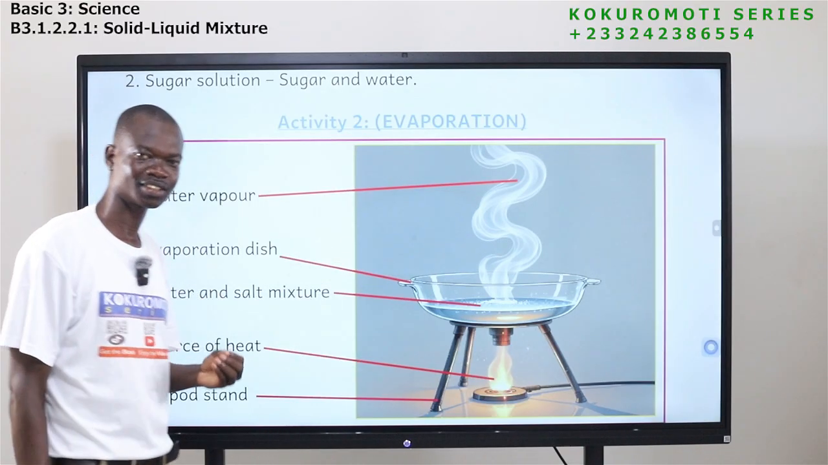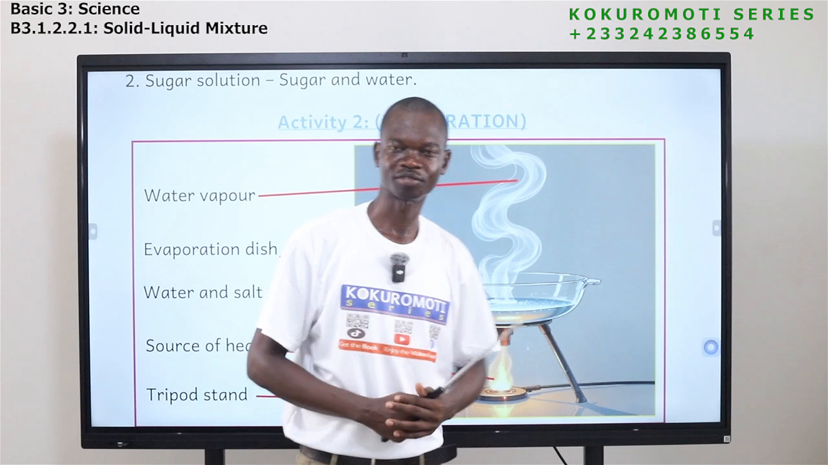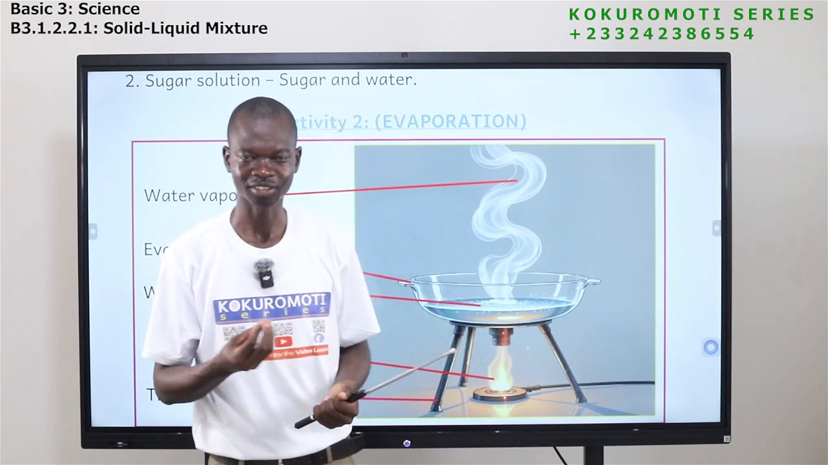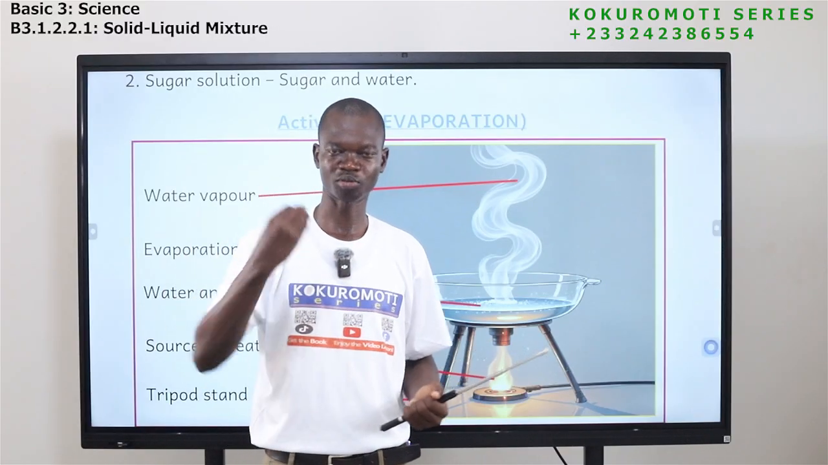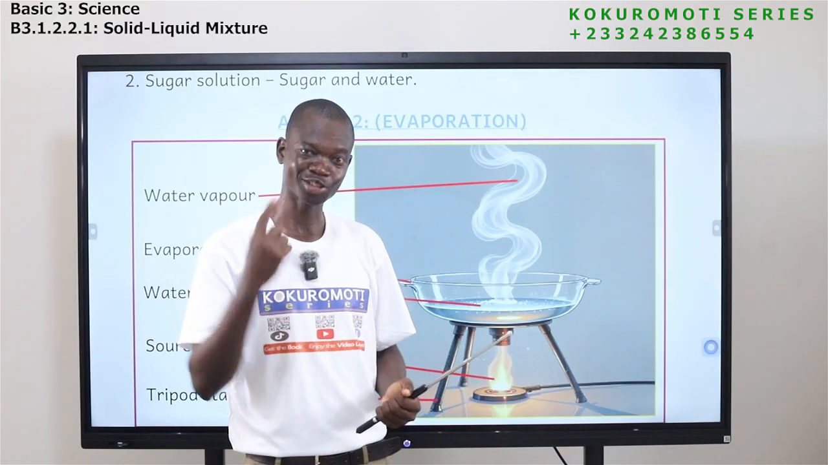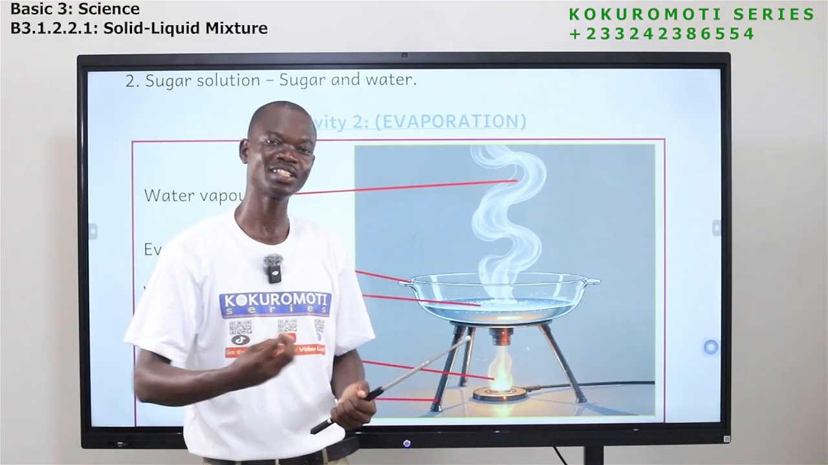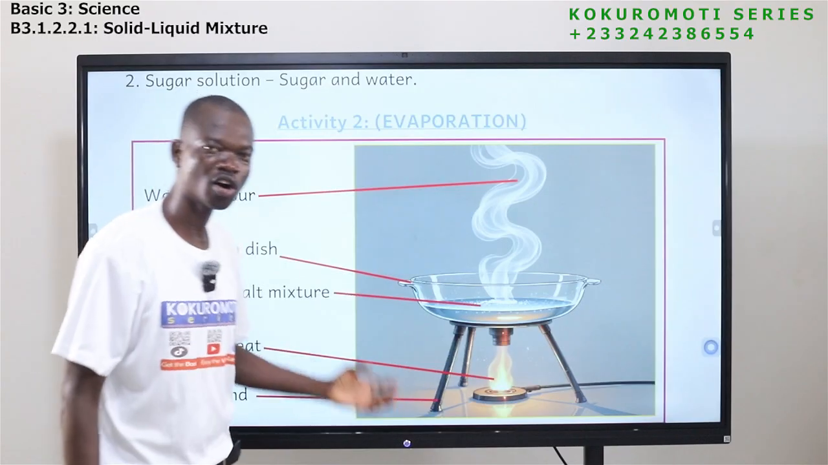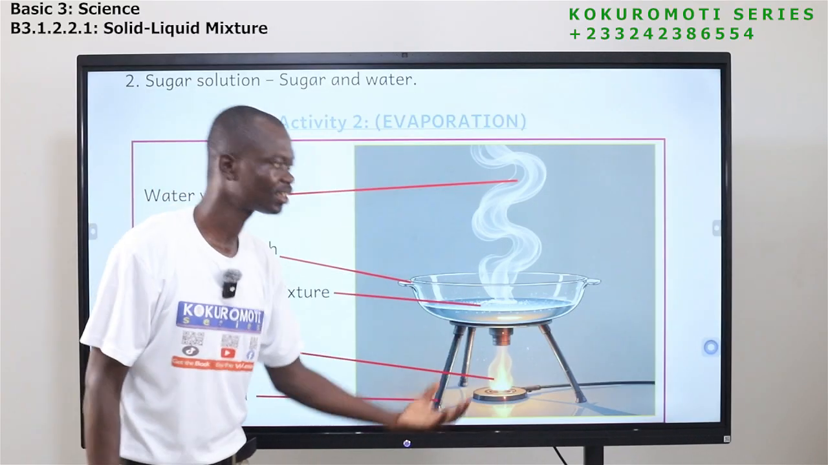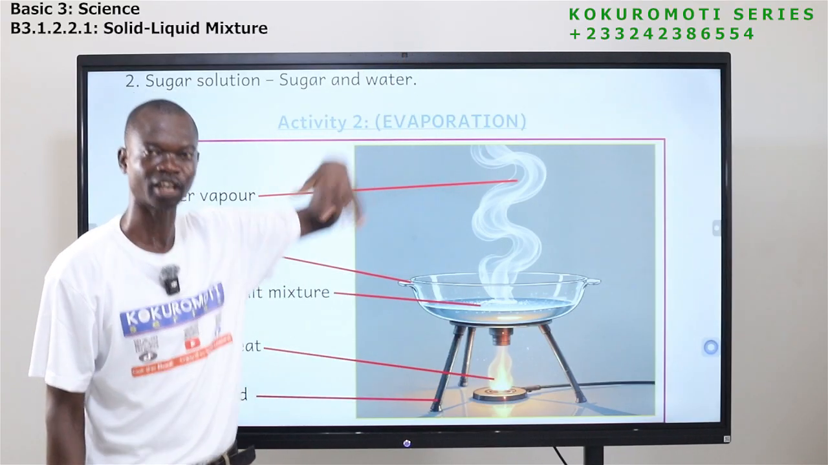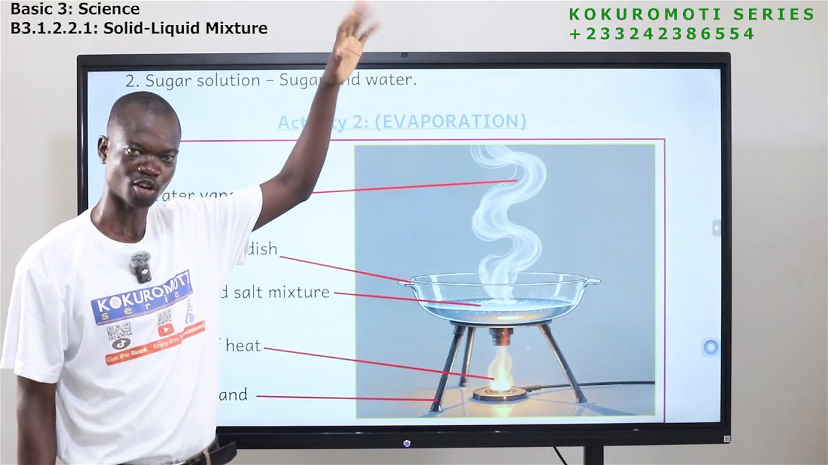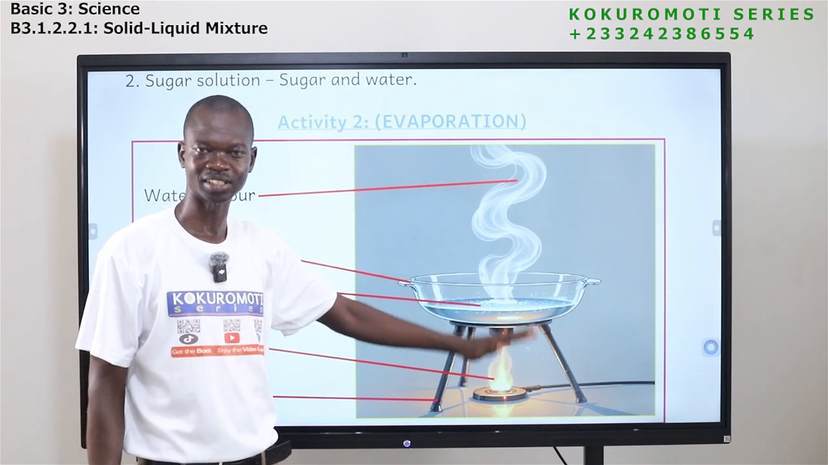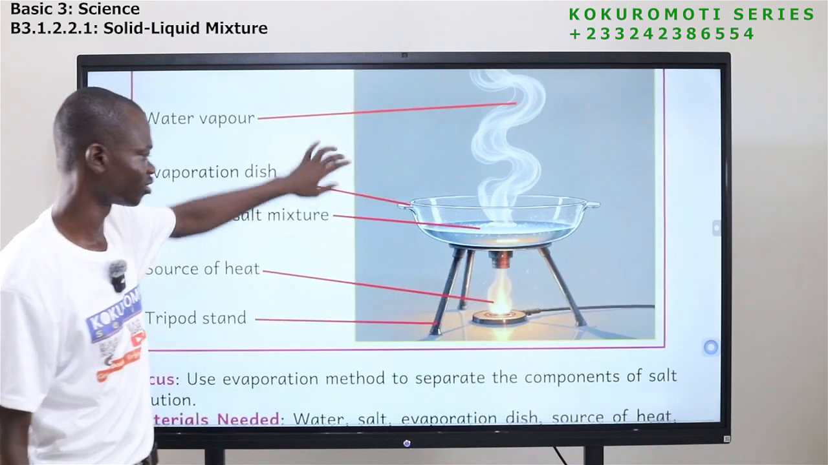So with the evaporation method, you just put the solution on fire. The liquid component, which is the water, will what? Evaporate, will turn into vapor. But the salt cannot turn into vapor. So you see that the solution will be on fire. After some time, all the liquid will turn into what? Water vapor and go into the atmosphere or the air, leaving behind the solid particles, which is the salt. So this is how it looks.